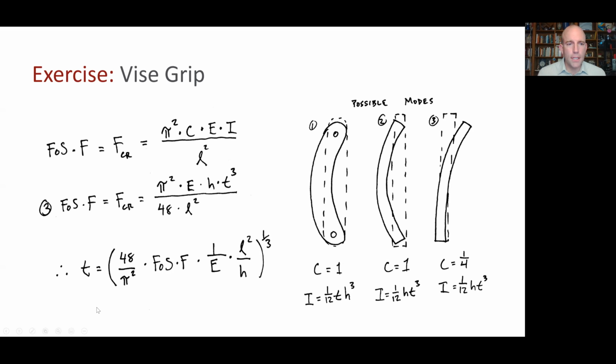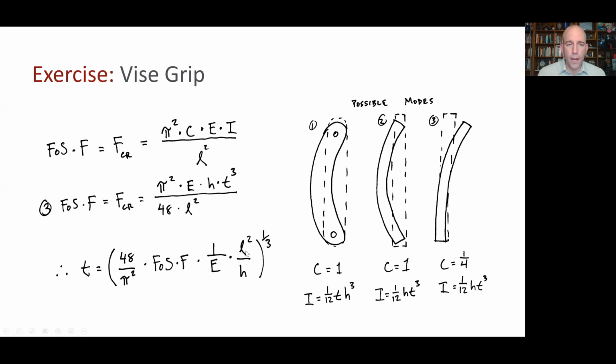So we can solve for thickness, and it's going to simply be equal to 48 over pi squared. So this is some constants that have to do with the derivation of this critical force formula and of the area moment of inertia. The factor of safety times the force, bigger factor of safety, bigger thickness, that makes sense. 1 over the elastic modulus of the material, that makes sense also. The stiffer the material, the less likely it is to buckle. And so the less thickness you're going to need.